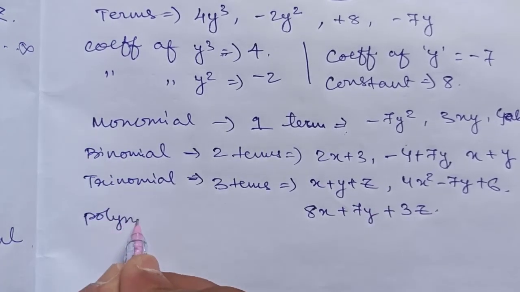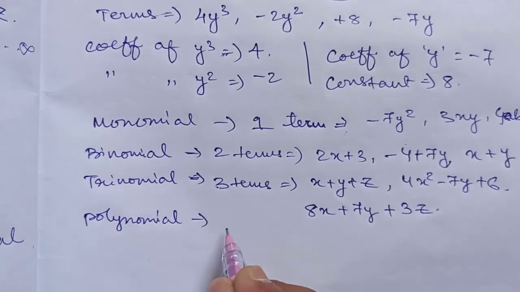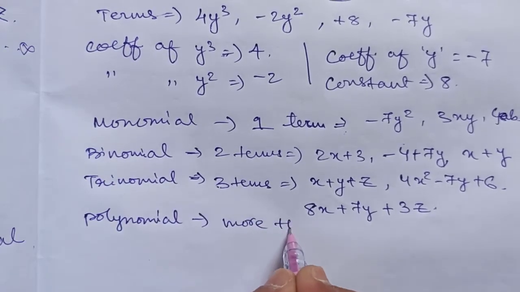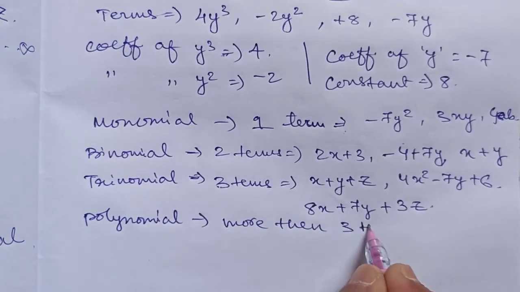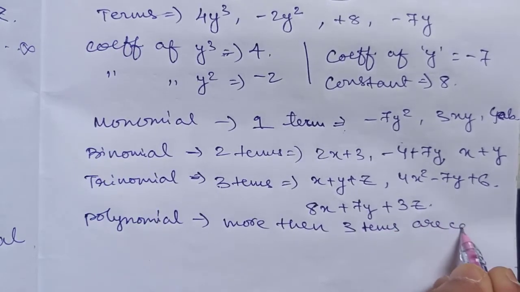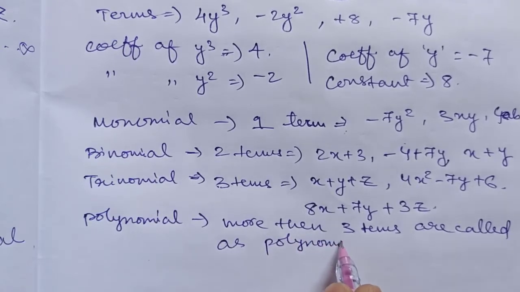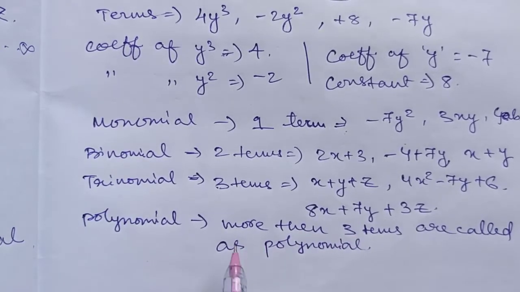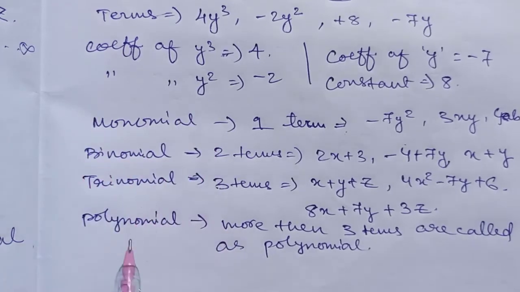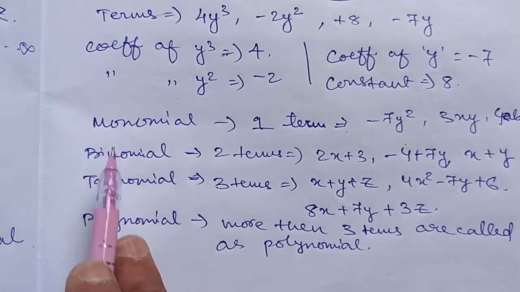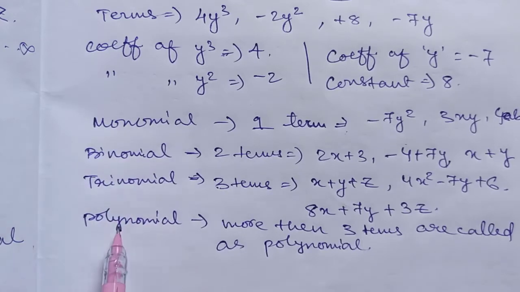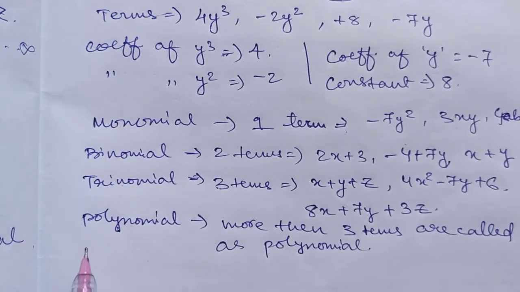After trinomial, what comes? Polynomial comes. Okay, what is polynomial? More than 3 terms are called polynomial. But in this chapter we will discuss that all these are parts of polynomial. Remember, monomial is also a part of polynomial, binomial is also a part of polynomial, trinomial is also a part of polynomial. So polynomial contains 1 term, 2 terms and many terms, as we have discussed in the definition of polynomial.